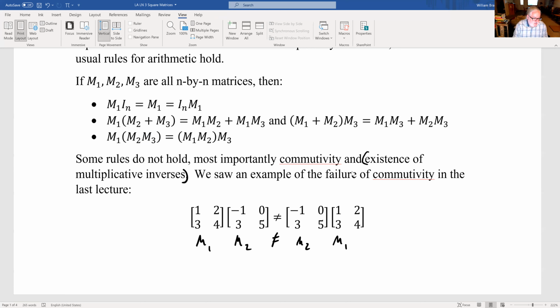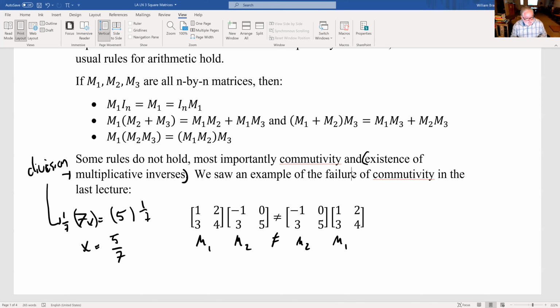Multiplicative inverses allow us to do division. You're used to, say, if 7x equals 5, how do you find the solution? Technically, what you do is you multiply both sides by 1/7, which is the multiplicative inverse of 7. And then you can say, well, x is equal to 5/7. So division is multiplication by the multiplicative inverse.